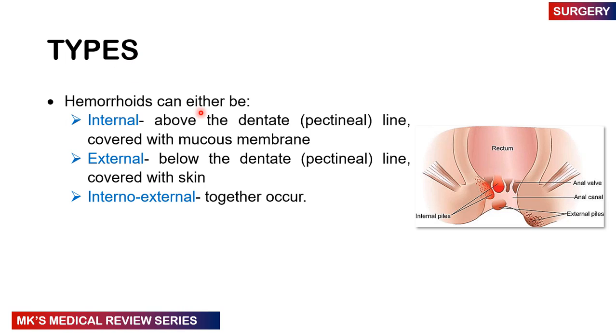So internal meaning that it's going to be above the dentate line or above the pectineal line. So these are often covered with mucosa. These are internal piles. So the only symptom that they may get is maybe bleeding when they open their bowels. Then the external piles are going to be below the dentate line. So these ones tend to be quite painful because remember the somatic innervation below the dentate line. And then sometimes it can be a mixture of both internal as well as external hemorrhoids.